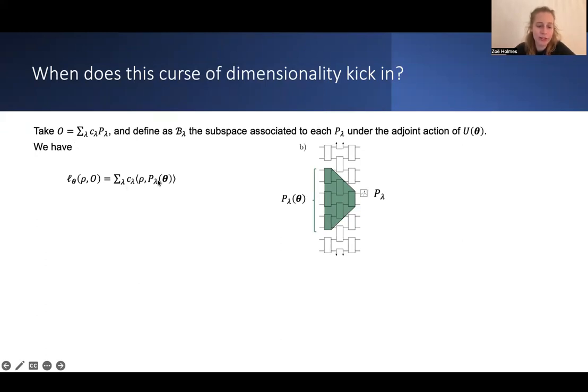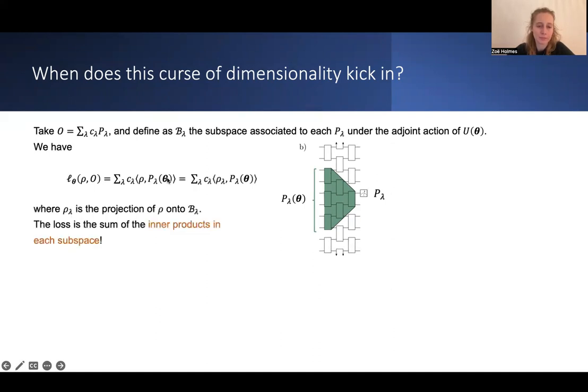Now, the crucial thing to note here is that we're looking at the overlap between rho and P_lambda of theta. And so all we care about is the bit of rho that lives in B_lambda, that is, the subspace spanned by this thing. So we can just project rho down onto B_lambda, and that's what rho_lambda is going to be. And we can rewrite the loss like this. So now the loss is written as the sum of the inner products in the subspace you get from back propagating each of the terms in your observable under your circuit.